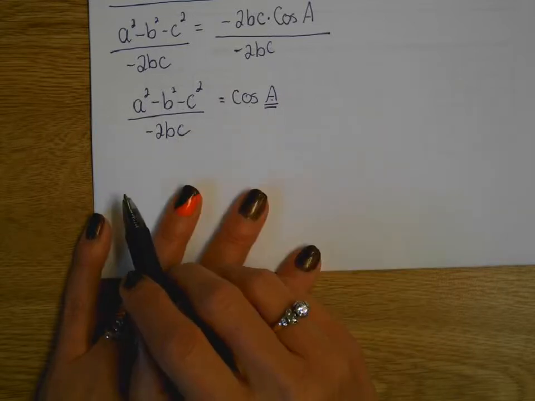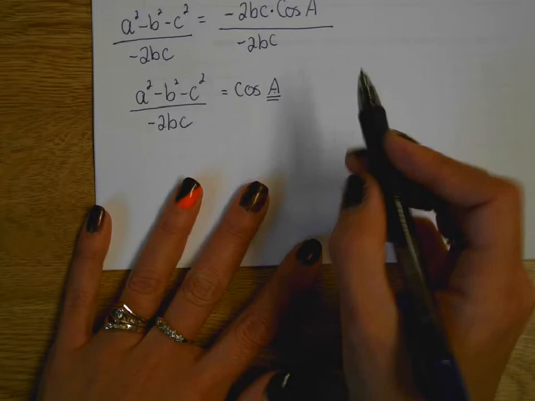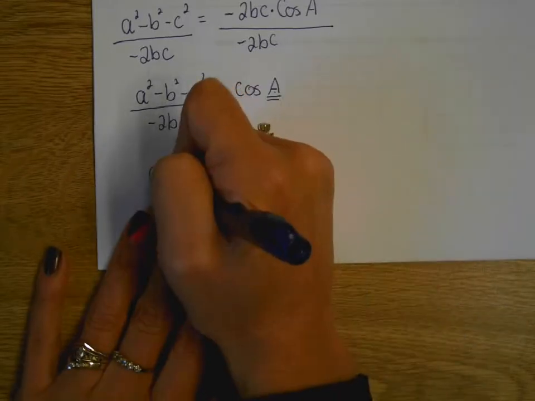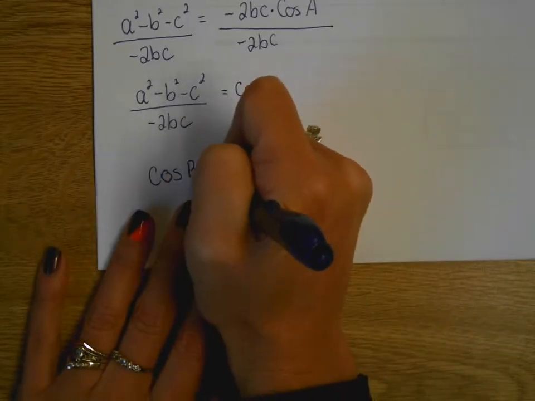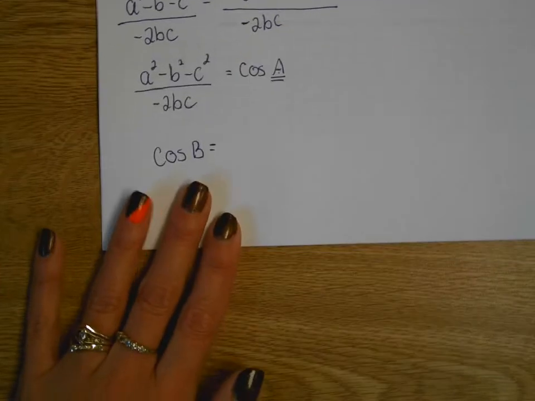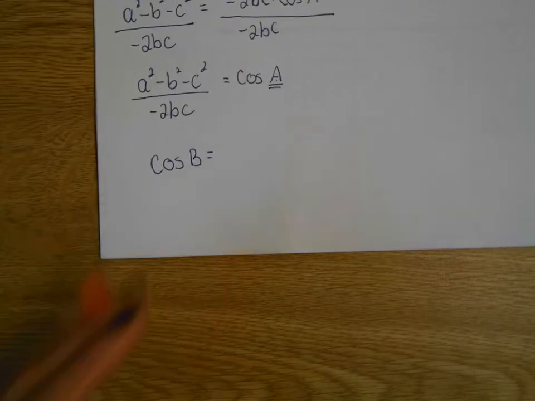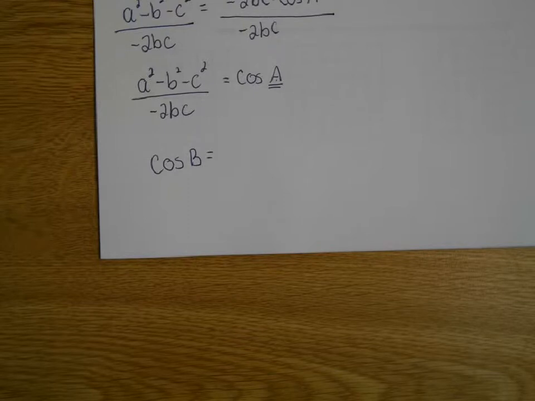We're going to write the other two right now. You ready? We're going to see if you know it. Cosine of B. Write it out for me, all on your own. Without doing all the algebra, just write out the formula right now. No algebra.